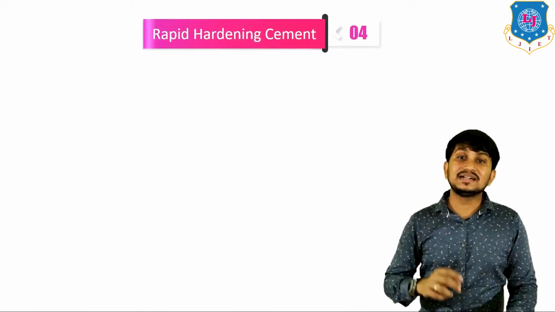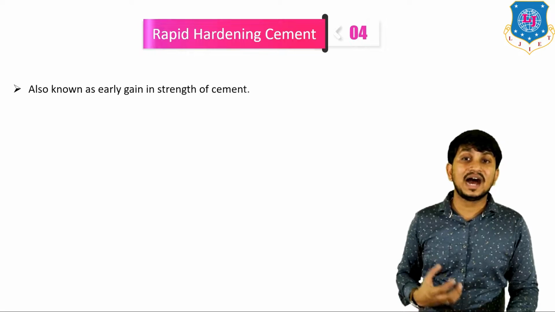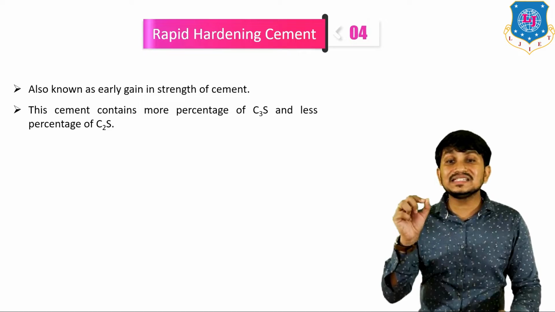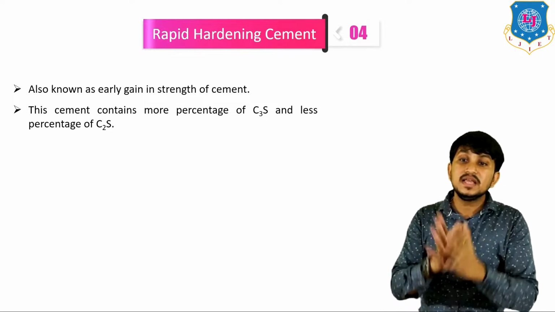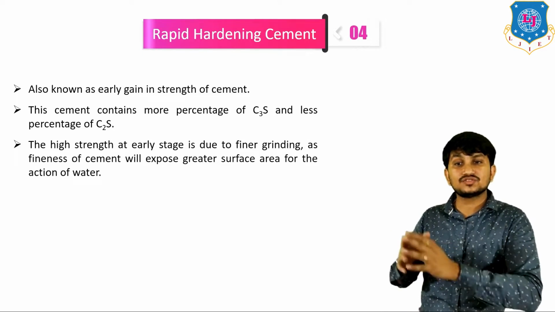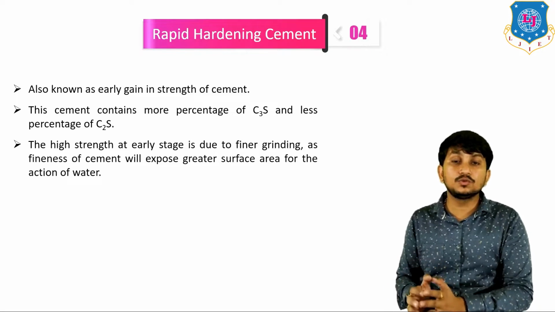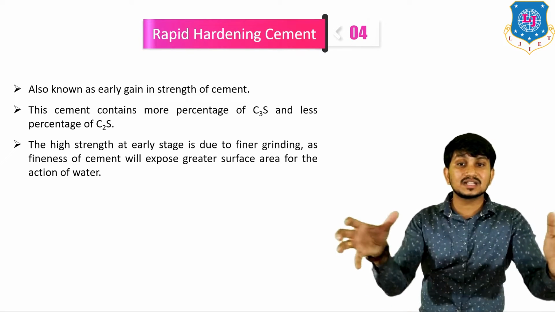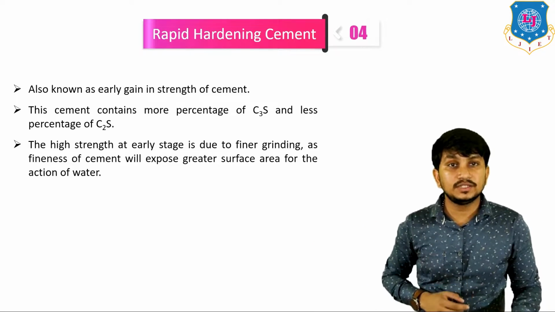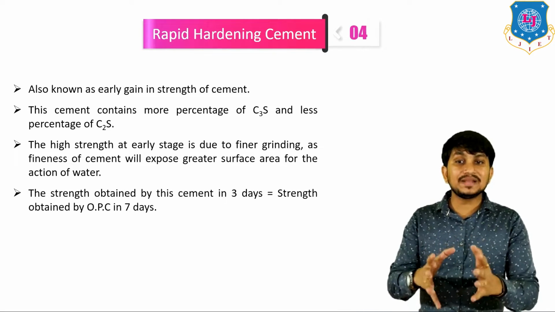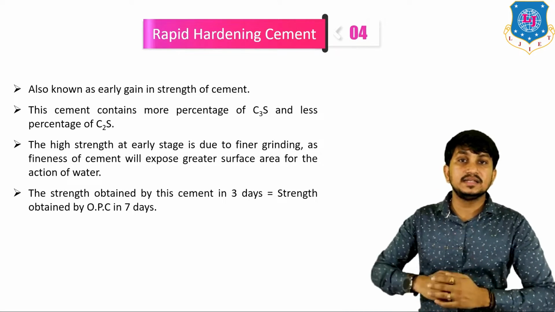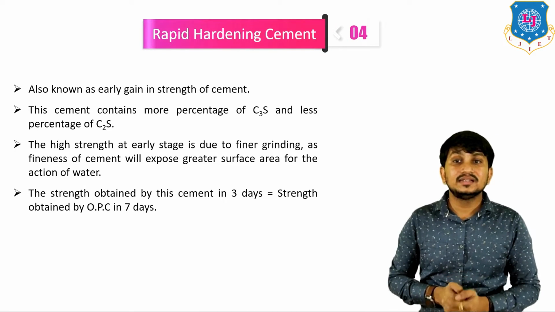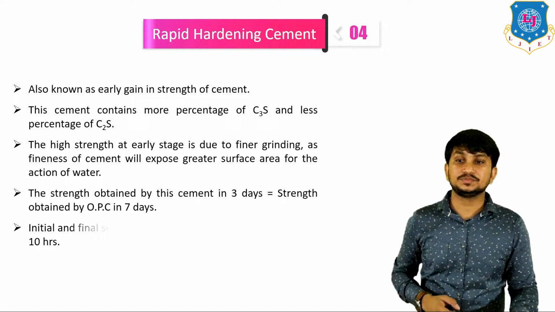Fourth is rapid hardening cement. The name itself suggests it hardens very fast. This cement contains more percentage of C3S content and less percentage of C2S content. The high strength at early age is due to fine grinding, as fineness of cement will expose greater surface area to the action of the water. The strength obtained by this cement in 3 days is equal to the strength obtained by OPC in 7 days. So it is called as rapid hardening cement.